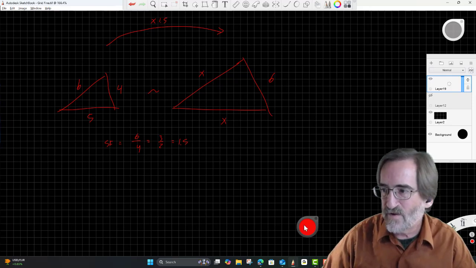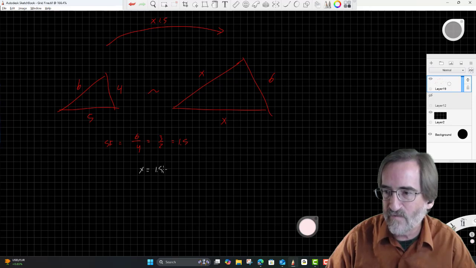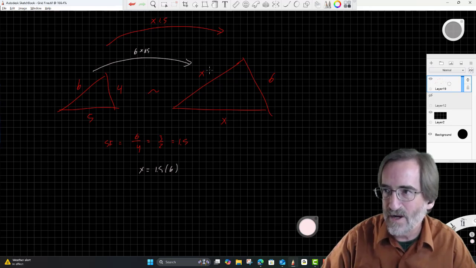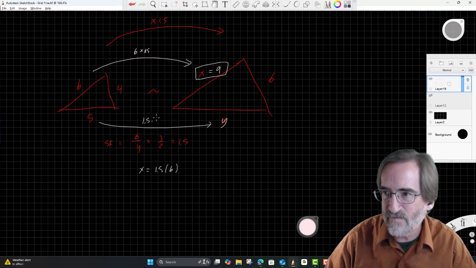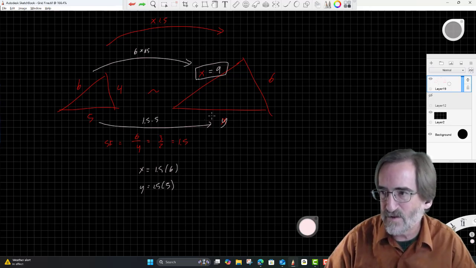Okay, so to find x, I would do this. X equals 1.5 times 6, or 6 times 1.5. 1.5 times 6 is 6 plus 3, or 9. X equals 9, and this was supposed to be a y. Okay, same thing here. Y is going to be 1.5 times 5. 1.5 times 5 is 5 plus half of 5, or 2.5. So that's 7.5.